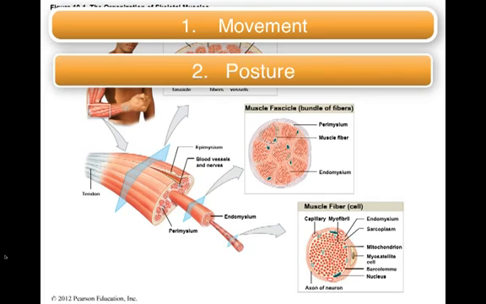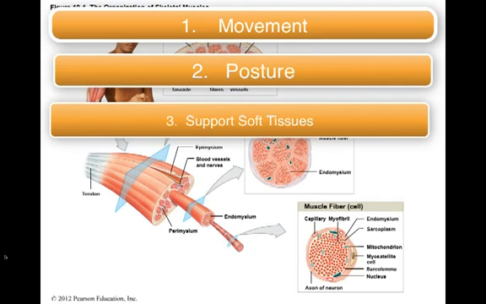Skeletal muscles maintain posture and body position by maintaining tension, thereby allowing you to hold your head while sitting and reading a book or balancing your body when you walk or stand. Skeletal muscles support soft tissues such as abdominal muscles and pelvic floor muscles, supporting the organs of the abdominal-pelvic cavity.